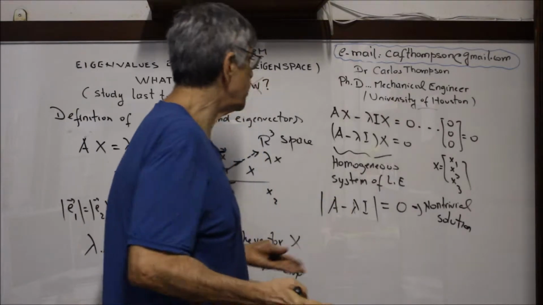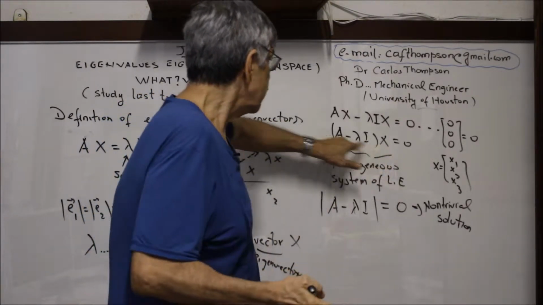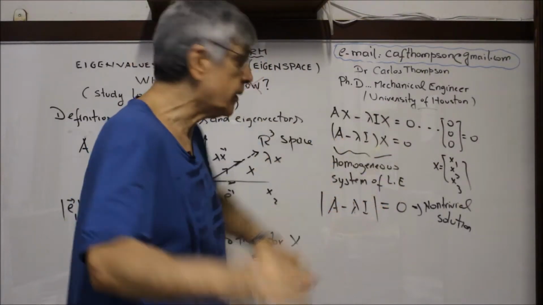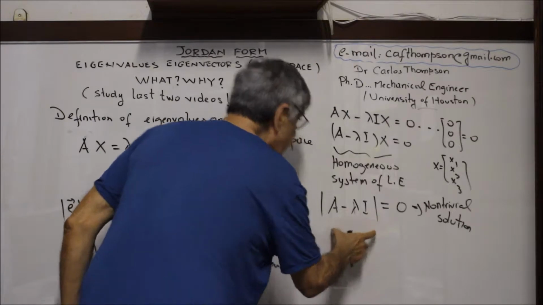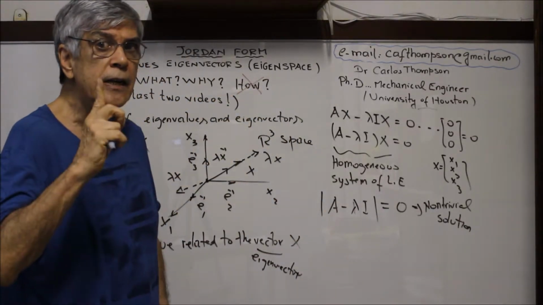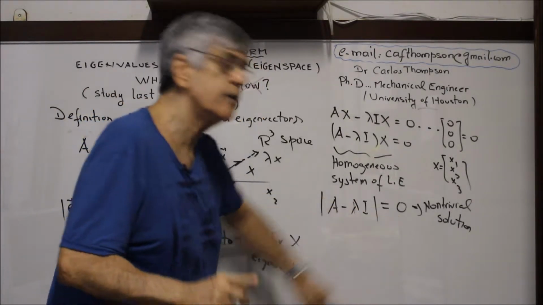I don't want the trivial solution, because if x is 0, this equation will be satisfied, but it won't be unique. We don't want that. That's why this is very important. The determinant, not the determinant of A, is the determinant of A minus lambda I, and that is 0.